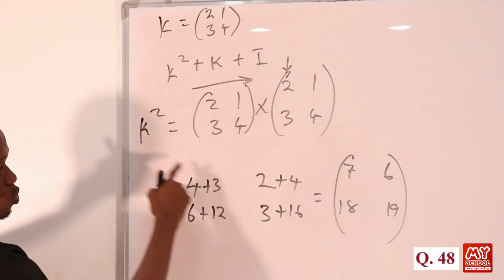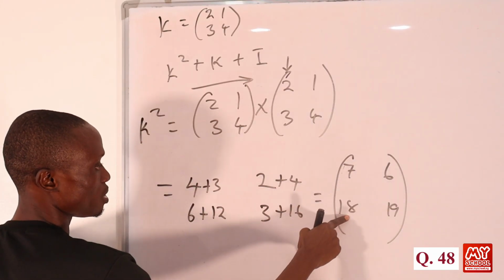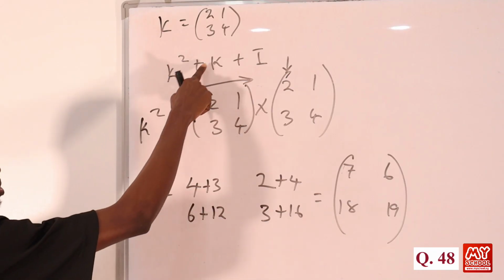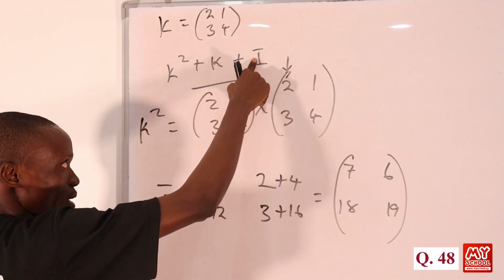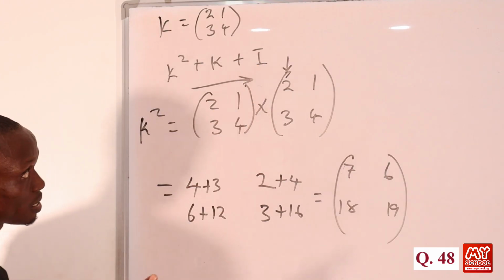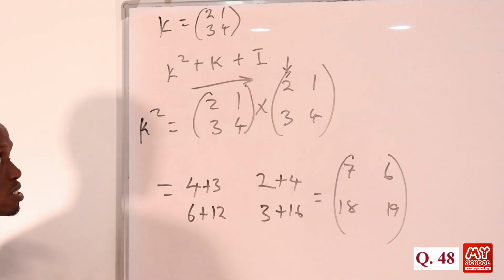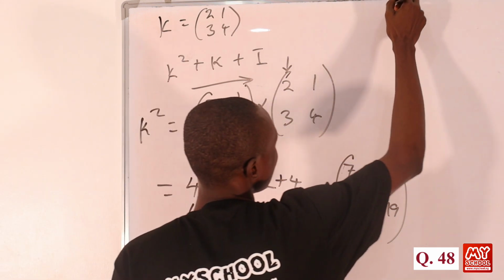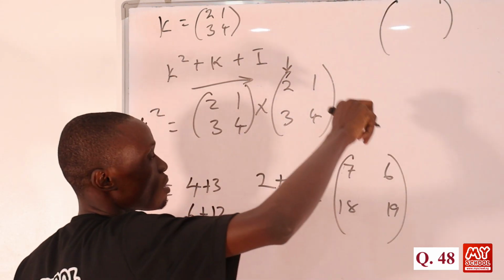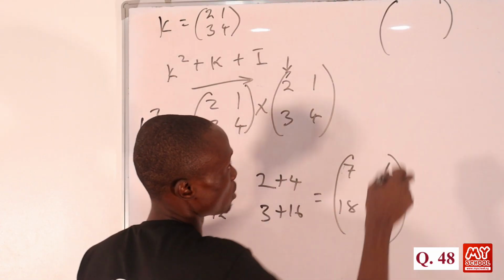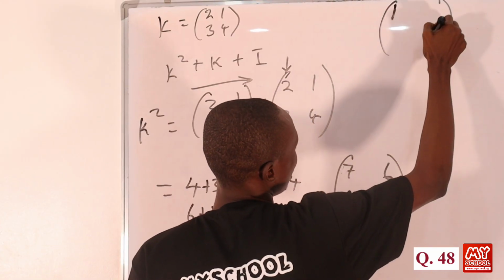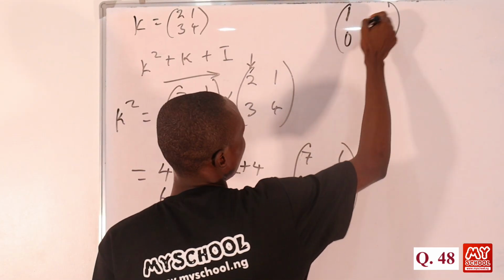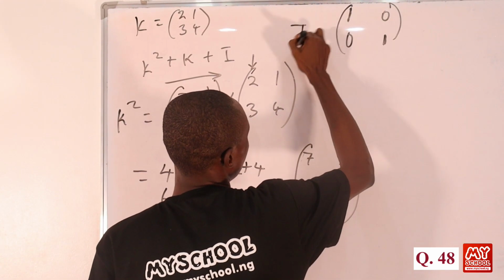So K squared is equal to 7, 6, 18, and 19, but we are asked to calculate K squared plus K plus I. Now remember that I is the identity matrix, and in this case we are told that it's a 2 times 2 identity matrix. For an identity matrix, the leading diagonals are all 1. So here is 1, and here is also 1, while the minor diagonals are 0. So this is your identity matrix.